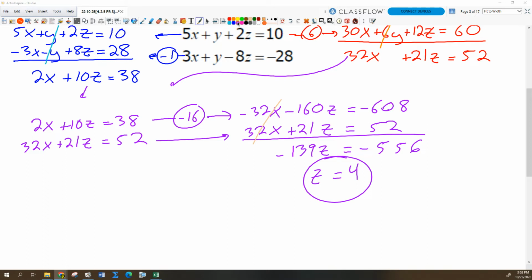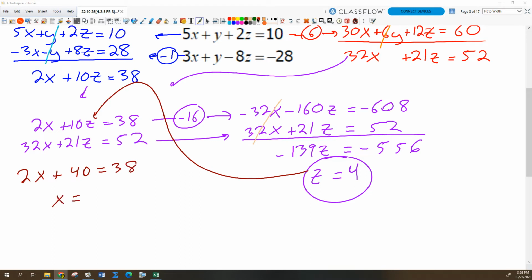So I'm going to plug into which of these equations? Top one for sure. Right, so we'll plug that in right there. And we're going to get 2x plus 40, just 40, right? I'm plugging in 4 for z. Plus 40 equals 38. So what's x equal? Negative 1. Good. Okay, give me thumbs so far. We good? Okay, now it's easy, right?